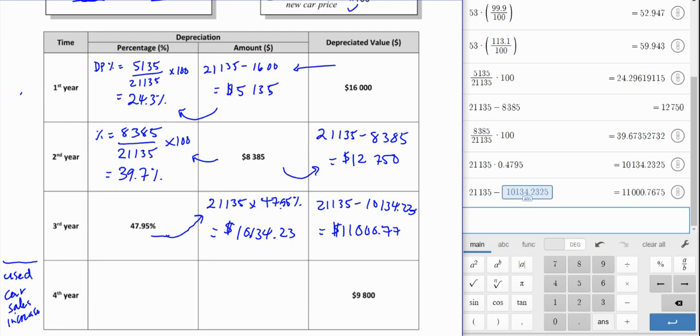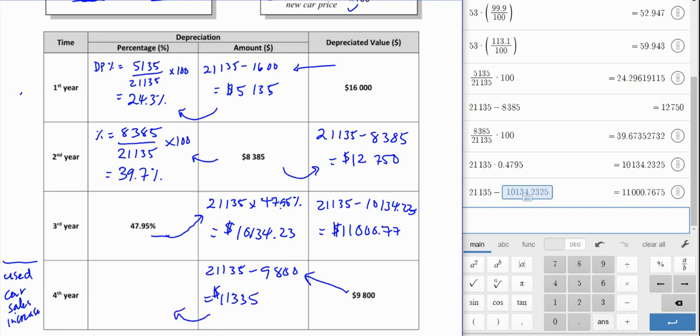Okay, so where do we go from here? Well, we can do what we did over here. We did 21,135 minus 9,800 equals 11,335. This is how much the price has dropped from there to there. I mean, how much has been deducted. So this is the new price, but to get that new price, we have to take 11,000 off of the original price. What's that going to give us?